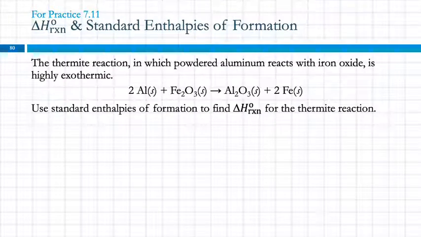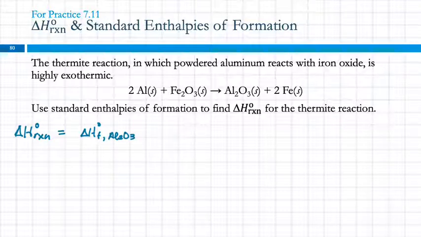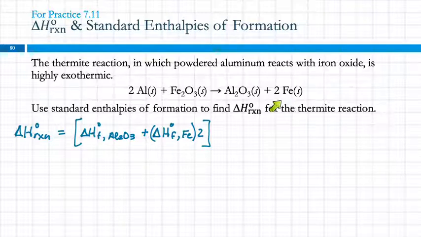The thermite reaction in which powdered aluminum reacts with iron oxide is highly exothermic. It's really, really neat. Use standard enthalpies of formation to find the standard heat of reaction for the thermite reaction. So I want the standard heat of reaction. I'm going to take the standard heats of formation of the products. So I've got the standard heat of formation for aluminum oxide plus the standard heat of formation for iron. That one's times 2 because there's 2 of those.